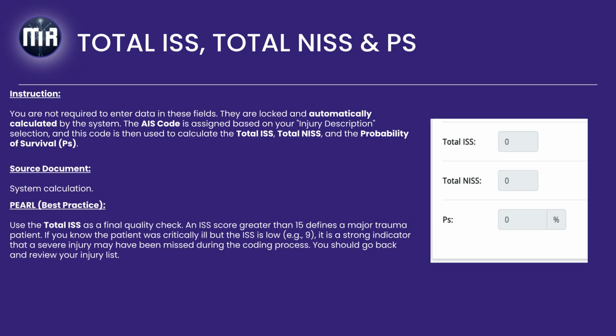The pearl here is to use the total ISS as a final quality check. As we've discussed, an ISS score greater than 15 defines a major trauma patient. If you know the patient was critically ill but the ISS is low, for example, a score of 9, it is a strong indicator that a severe injury may have been missed during your coding process. You should go back and review your injury list.